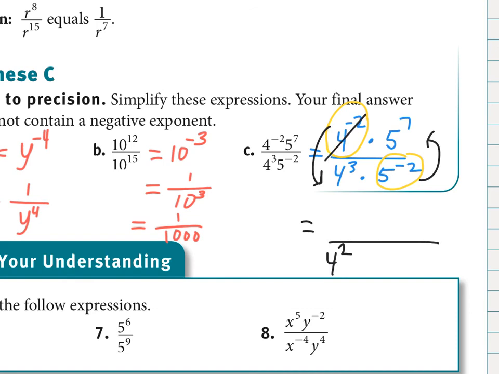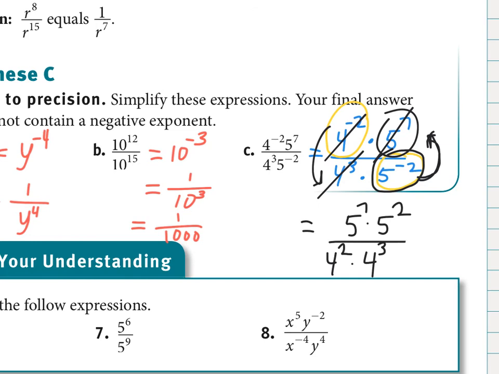So I took care of that one. The 5 to the 7th up here was fine because it was already a positive exponent. The 4 to the 3rd is good because its exponent is already positive. And then this last term here, its exponent was negative, so it's going to move up to the numerator and become positive. That's what its reciprocal means. Now all we have to do is finish simplifying.